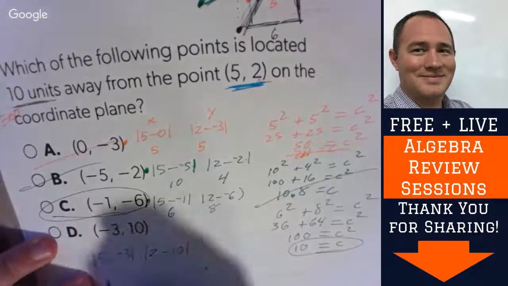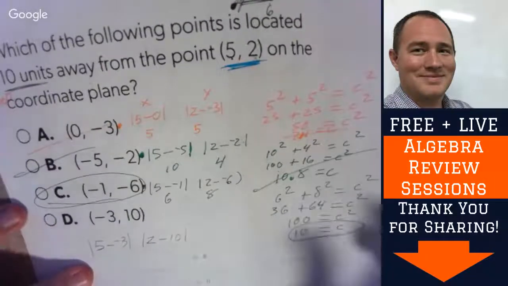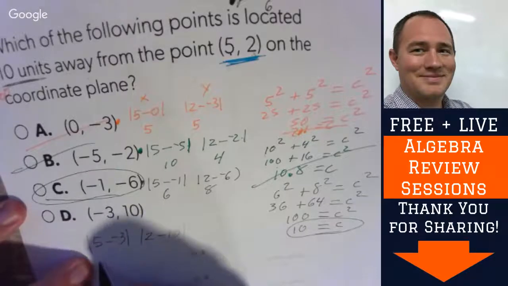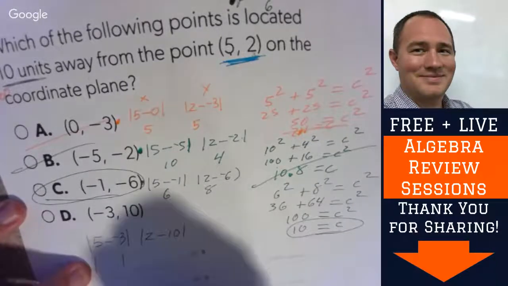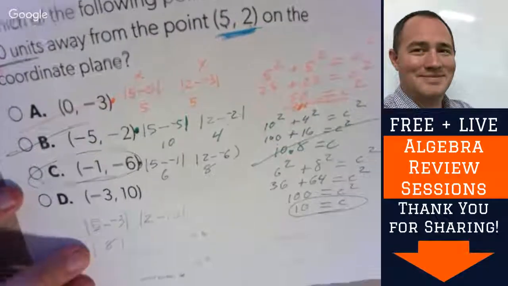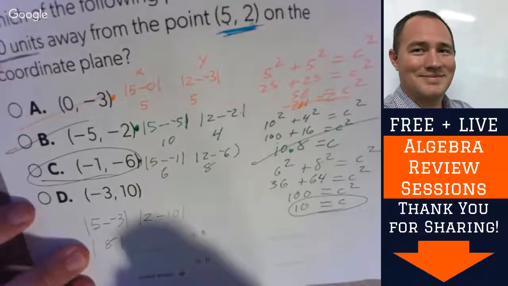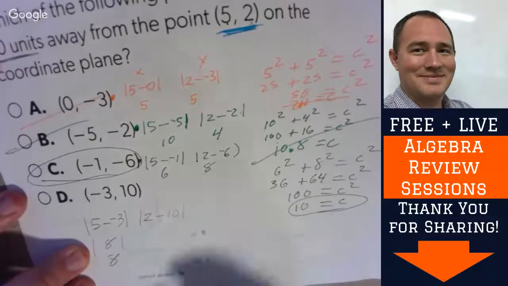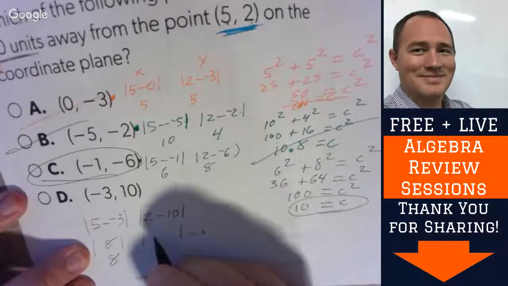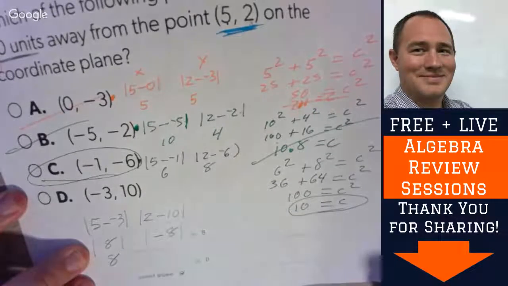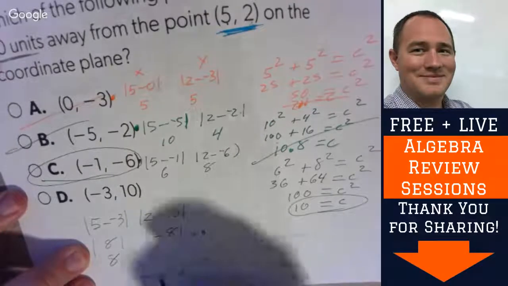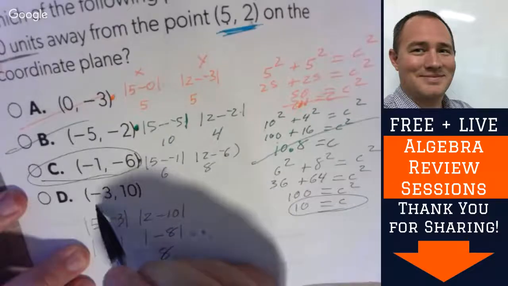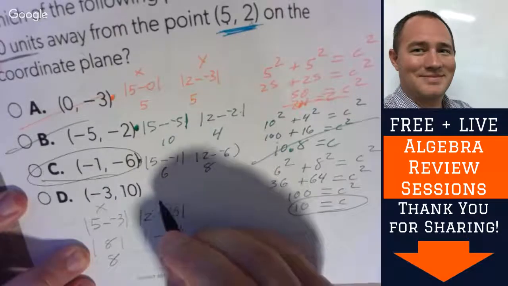So 5, and I'll make sure I'm extra clear on the step. 5, take away -3. Because if we were to keep them inside of the absolute values, that would be the absolute value of 8. Remember, absolute value simply takes away the negative sign. So the absolute value of 8 is 8. Now 2 minus 10 is -8. So after we take the absolute value of -8, we end up with +8, right? And again, these were the changes in the x's and changes in the y's.